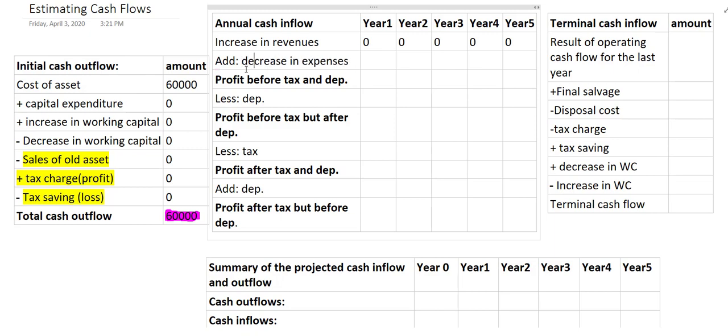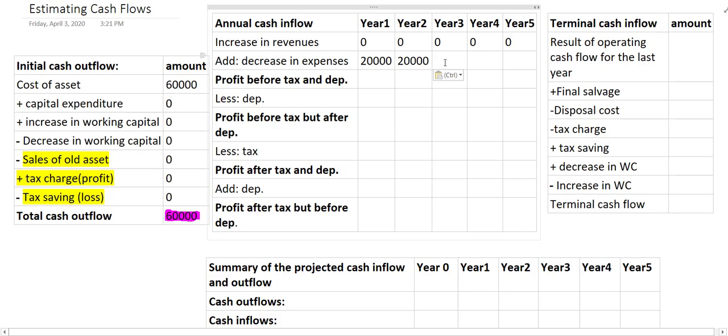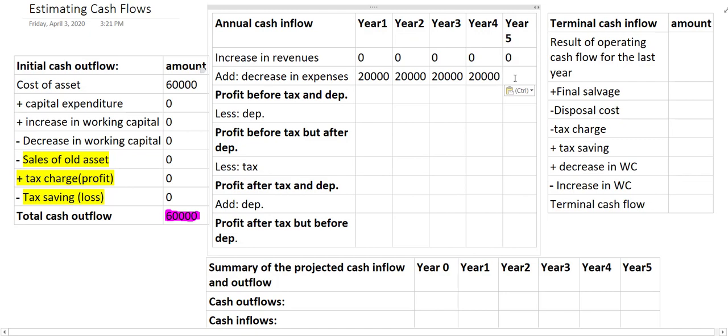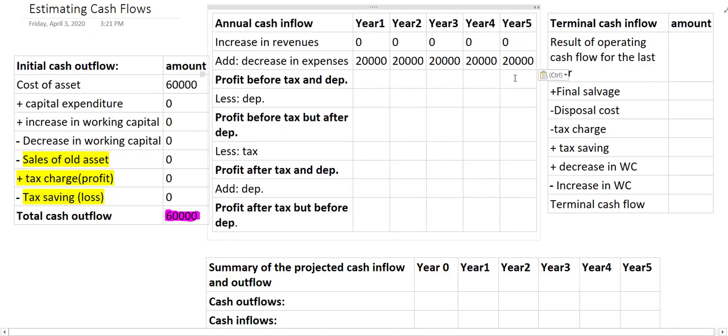Add decrease in expenses. So expenses decrease by how much? Expenses decrease by 20,000 for this year. Expenses decrease by 20 as well for the next. For how many years did it decrease? It decreased for 5 years. So mention for all of these: year 1, year 2, year 3, year 4, as well as year 5, right? So information is available for every year. So add decrease in expenses, although there was no revenue.